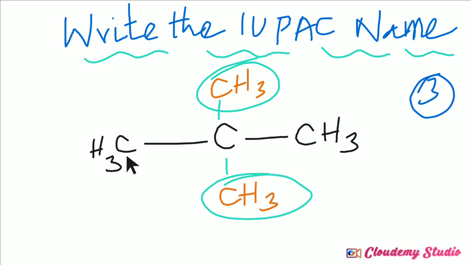This will be the first carbon, this will be the second carbon. Now if we start from the right hand side, this will be the first carbon and this will be the second carbon. So we can select any order, because in both ways the same carbon atom has the substituents. So I am going from left hand side to right hand side. So this carbon will be the first carbon, this is the second carbon, and this is the third carbon atom.